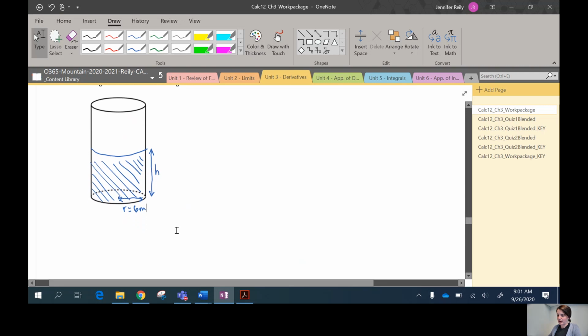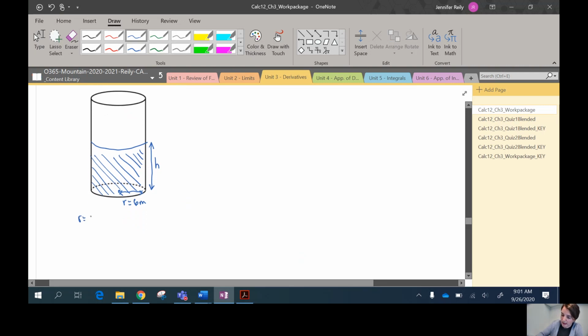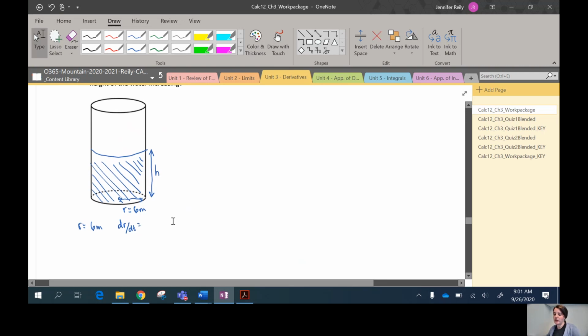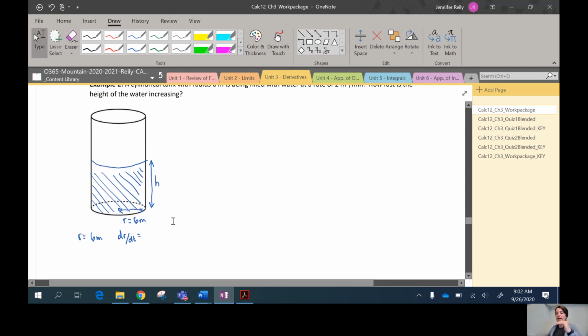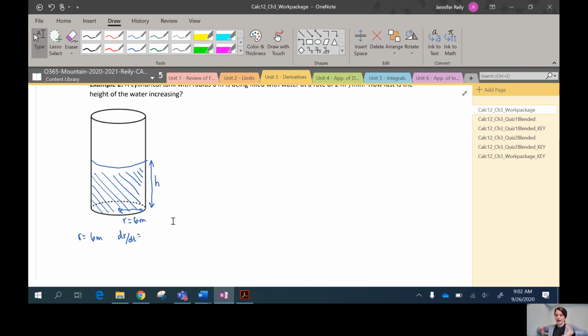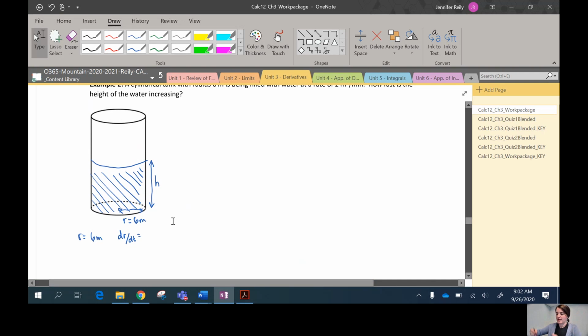Okay, so let's just write down everything that we know. We know that the radius is 6 meters. Think about this for a second. The rate at which the radius is changing with time. Is the radius changing at all as the water level rises? So think about a cylinder, right? The radius is always consistent no matter how high the water is going to go. So the rate at which the radius is changing is 0. Radius is a constant in this scenario.